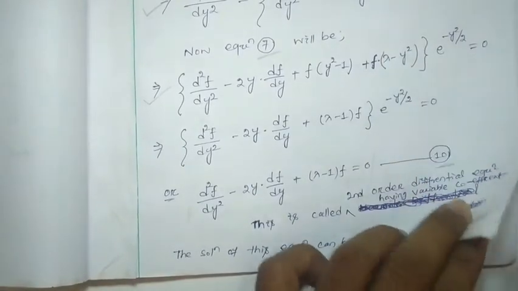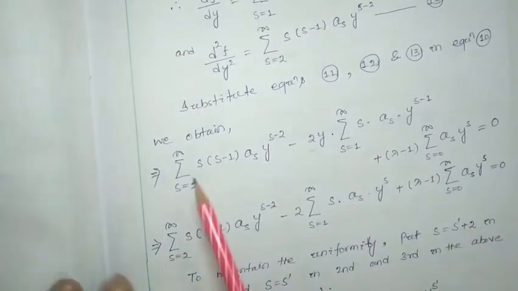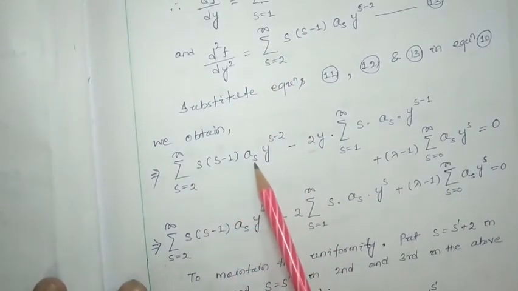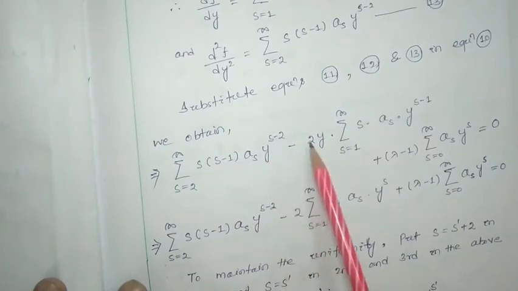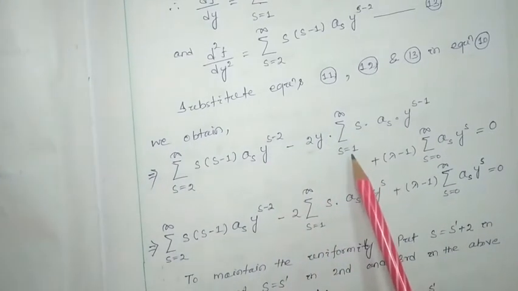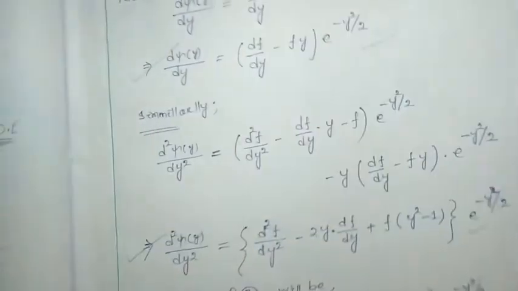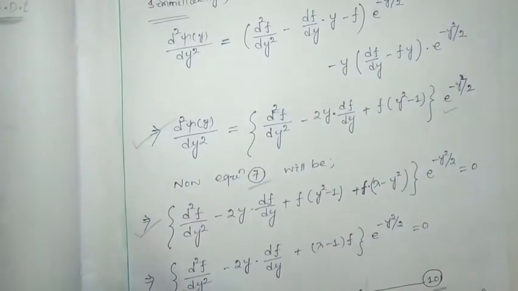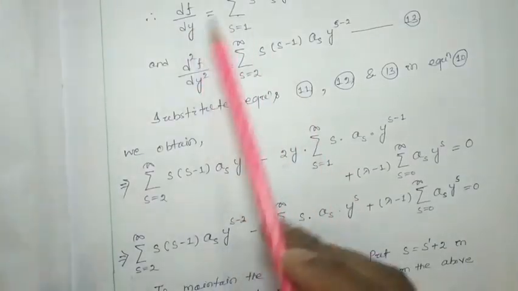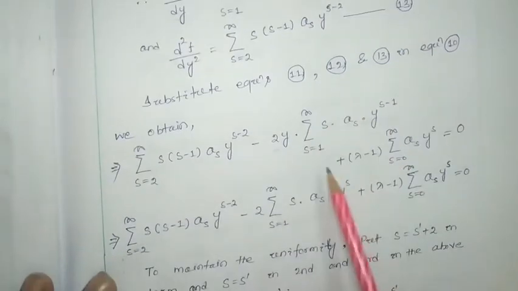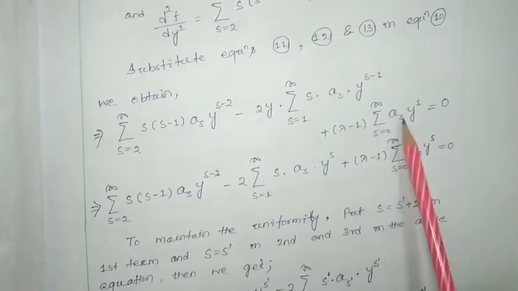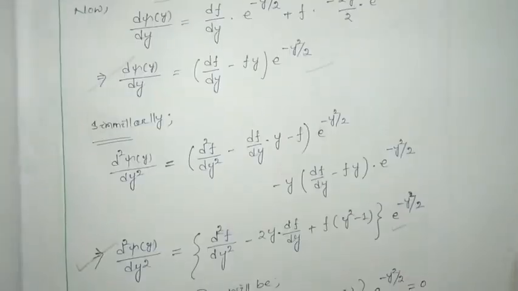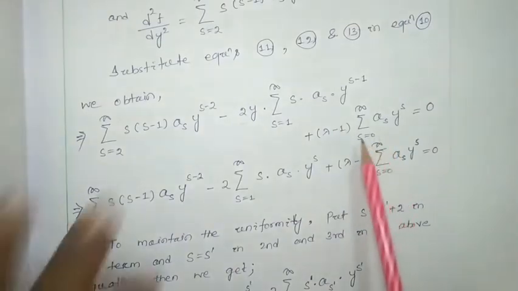Okay, simple, I am going to put. What I am going to get is summation over s equal to 2 to infinity s into (s minus 1) into a_s into y to the power s minus 2, minus 2y summation over s equal to 1 to infinity. Here 2y is there already, it is in equation number 2. So only we have to put df by dy, the value of this one. I substituted. Then plus (lambda minus 1) f(y), I have to substitute, and this will be equal to 0.